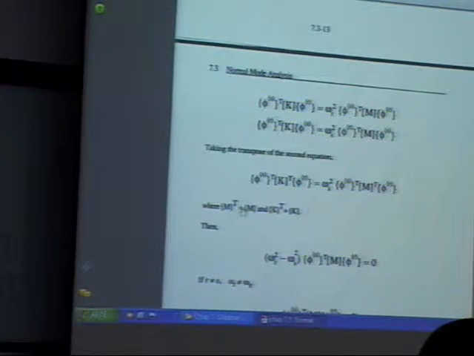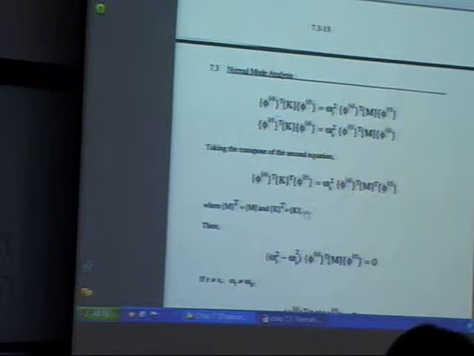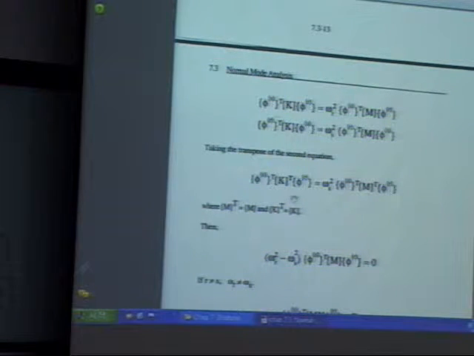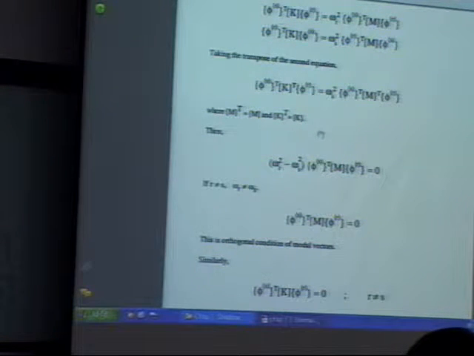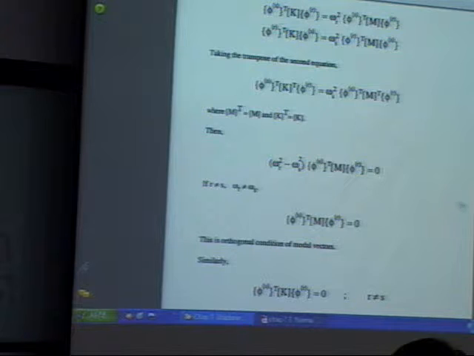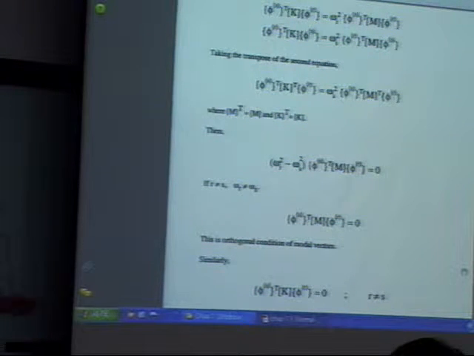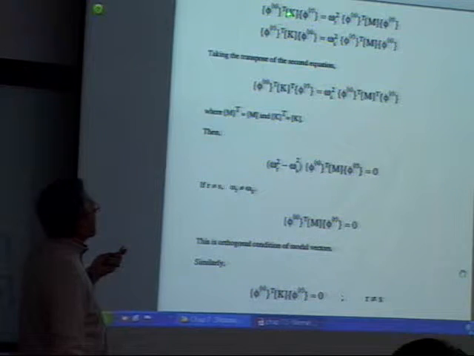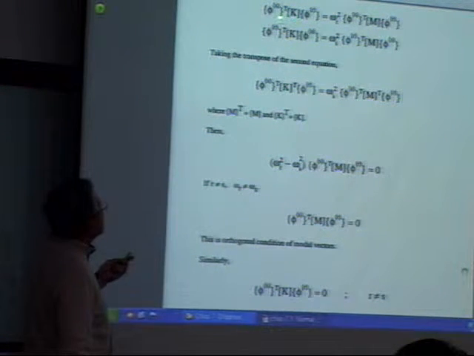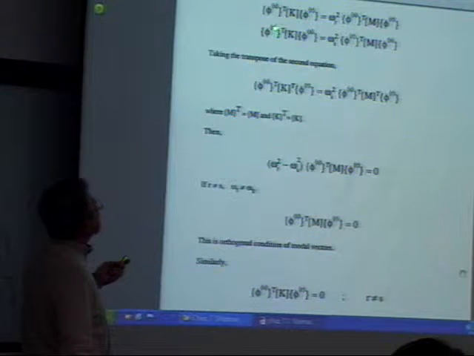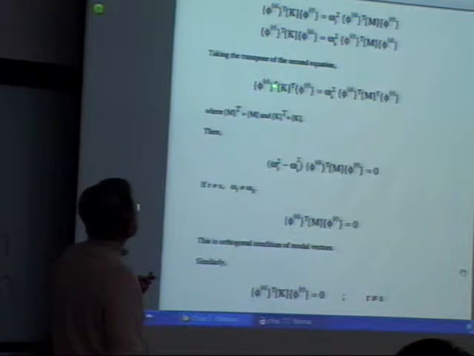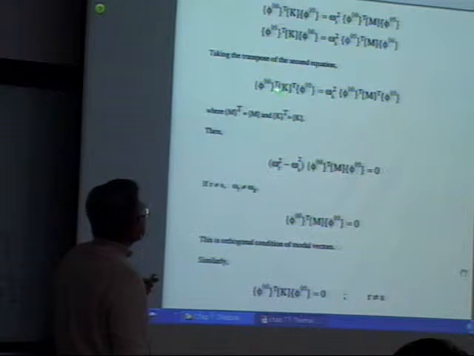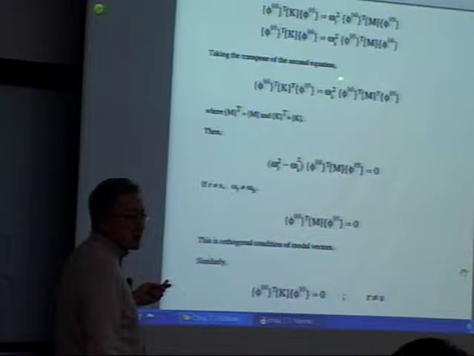Then M transpose is equal to M, and K transpose is equal to K. Then you subtract the second equation from the first equation. Then the left hand side is what? This minus this, the left hand side is identical. You can cancel it, right?